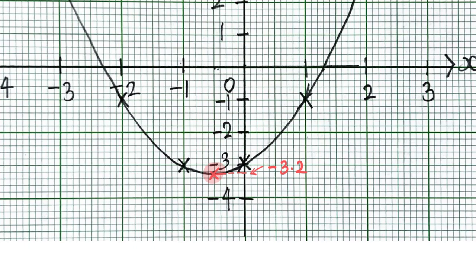And what is the corresponding value of it? The corresponding x value, negative 0.5.